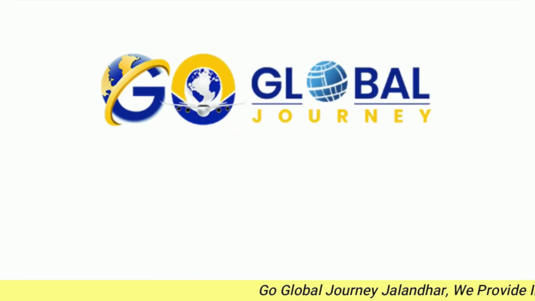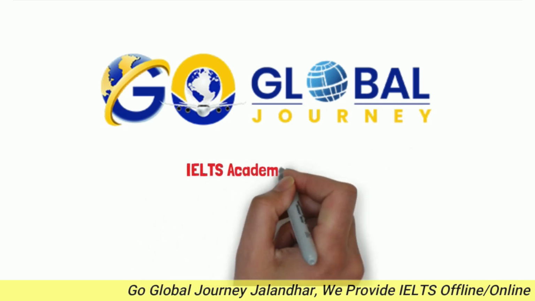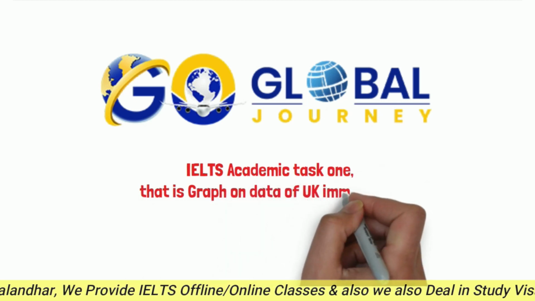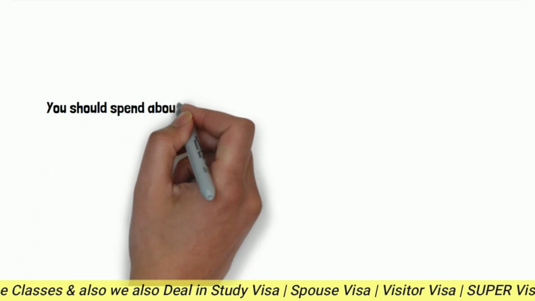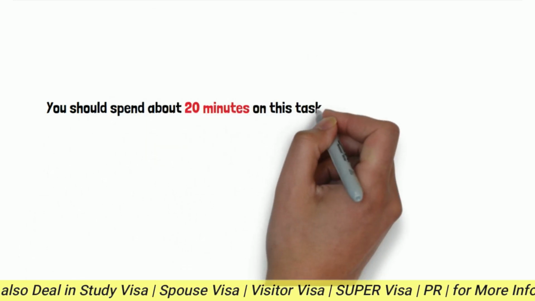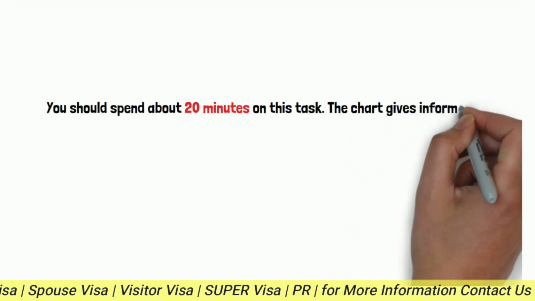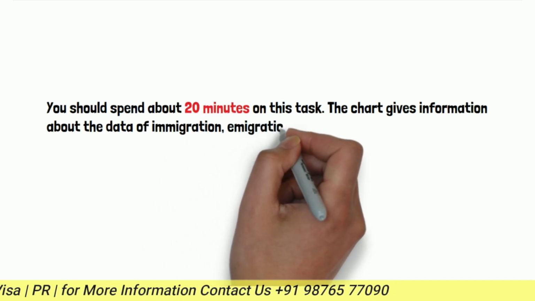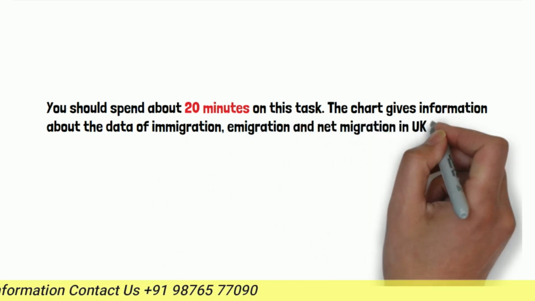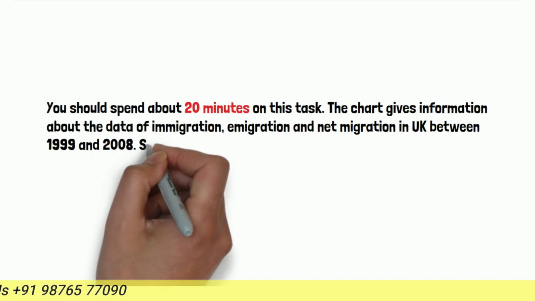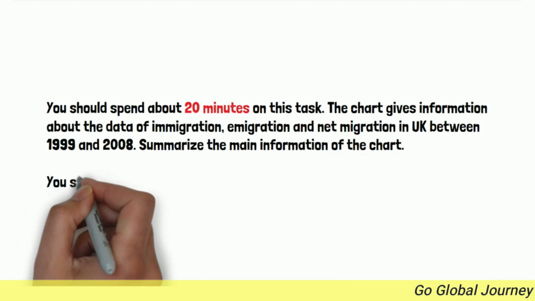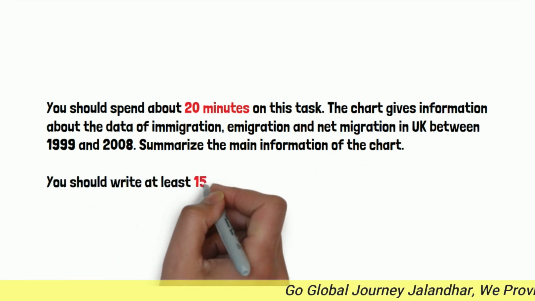Today in this video, we will discuss the IELTS Academic Task 1, that is a graph on data of UK immigration. Let's begin. You should spend about 20 minutes on this task. The chart gives information about the data of immigration, emigration and net migration in the UK between 1999 and 2008. Summarize the main information of the chart. You should write at least 150 words.